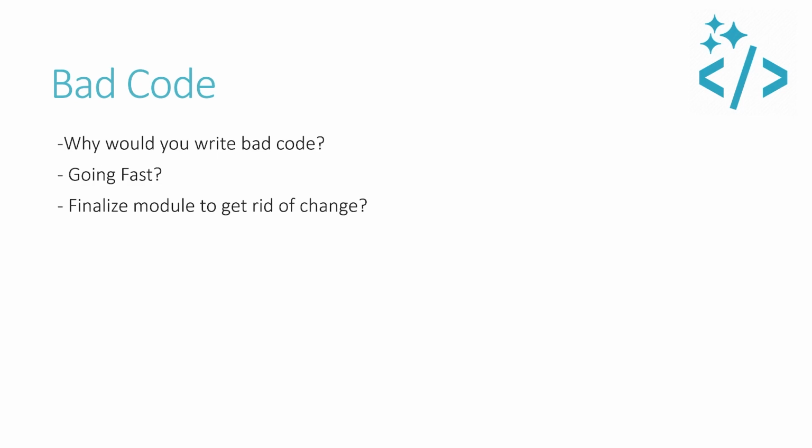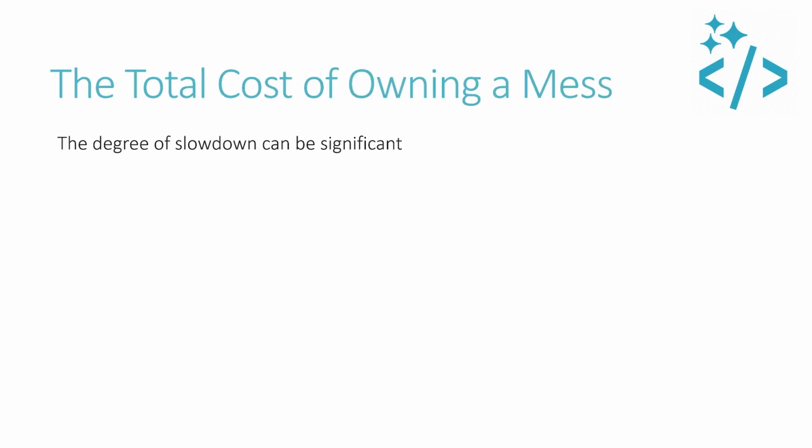Or you want to finalize a module to get rid of a change. Why would you still want to write bad code? Because assuming your code base is already bad and it's not clean at all, then you will probably follow the same style and continue writing this bad code. And of course, if you want to implement something to just see it working, then you might write some bad code to save some time, but in the long term, this will haunt you.